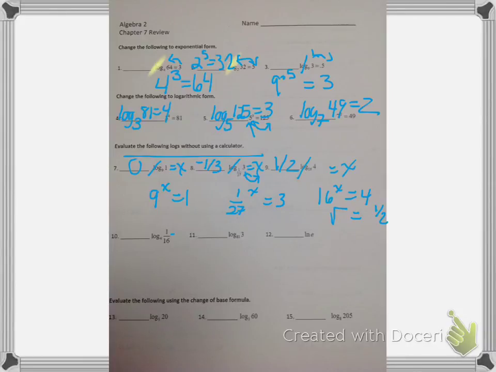Let's do it again. Equal to x. 4 to the x power equals 1 over 16. We're going to need a negative number. 4 to the what power gets me 16? Well, that's 4 to the negative 2. 81 to the what power gets me 3? That's the 4th root. The 4th root then would be 1/4.